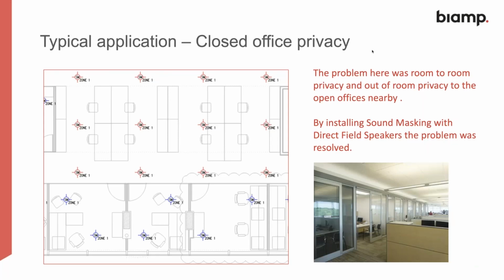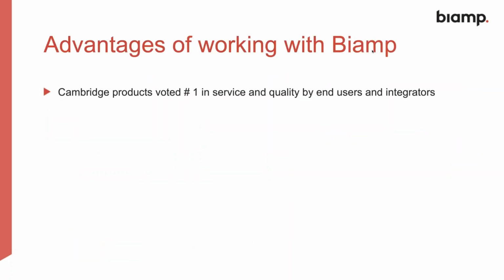In the closed office environment, we take a slightly different approach. We have a single zone of sound masking, but actually we can solve the problem by using direct field speakers here as well. Again, it's important to provide us with as much information as you can with regard to how your room is constructed, the ceiling heights. So a general floor plan is normally good enough for us to work with.